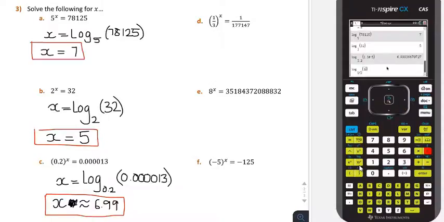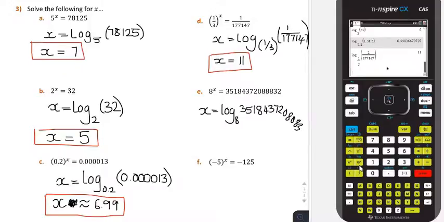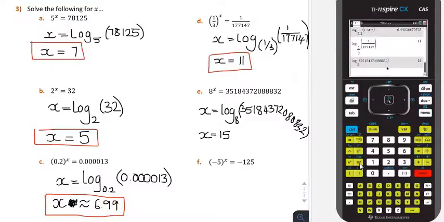Part D is fractions. So fractions will work exactly the same way as a normal equation. So chuck it in as a base of 1/3 where you're logging 1 on 177,147 and you get out a result of 11. Really big numbers still work. Just chuck it in and we get out a result of, if we keep going, result of 15, I apologize.